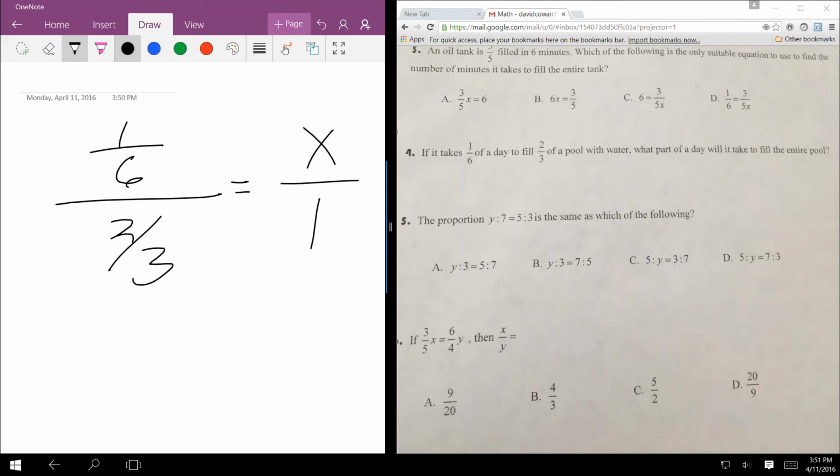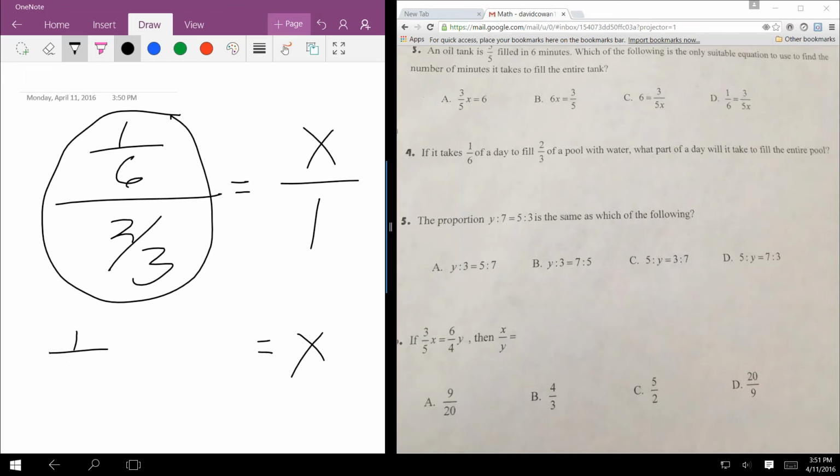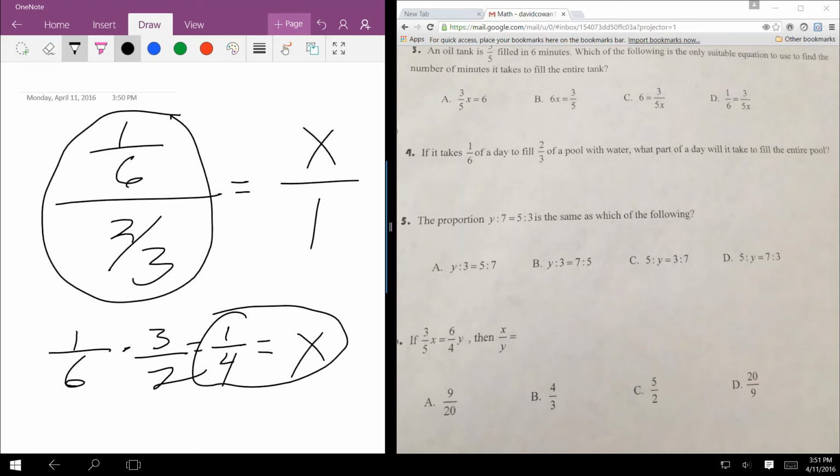Well, they want us to solve for x. This is not multiple choice, so there's not anything to choose from. So solve this for x, which means simplifying that. Oh, okay. No, it becomes 1/6 times the reciprocal of that, which is 3/12, which is 1/4. So it's going to take a fourth of a day to fill the entire pool.